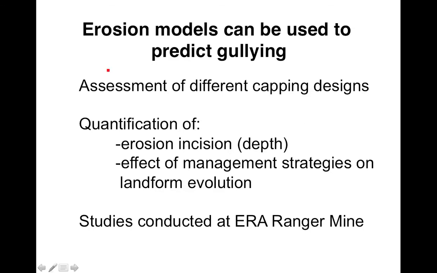So here's an example where you can use erosion models to predict gullying. It was an assessment that was looking at different cap designs for the sides of the rock dumps, and the model was able to quantify erosion incision, or the depth of gullying, and was also able to quantify the effects of different management strategies, right, on the landform evolution. And these studies were conducted on the ERA Ranger uranium mine.